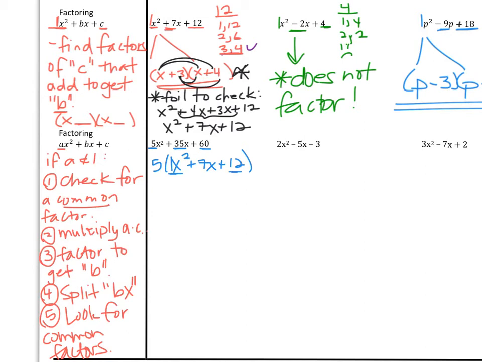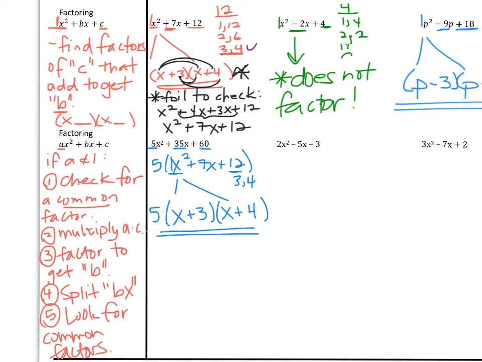And we've done this one already. This is 3 times 4. We'll keep that 5 out in front, and we'll split our two parentheses. The x squared breaks down into x times x. We want positive 12 when we multiply and positive 7 when we add. So that's just going to be plus 3 and plus 4. 5 times x plus 3 times x plus 4 is our factored form.